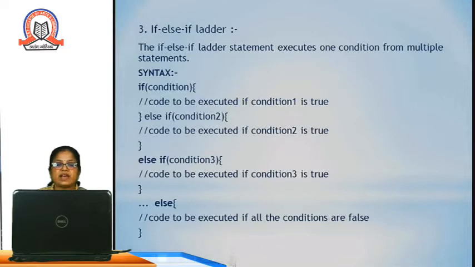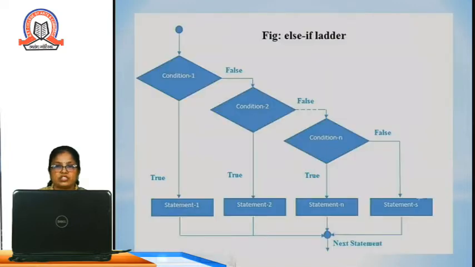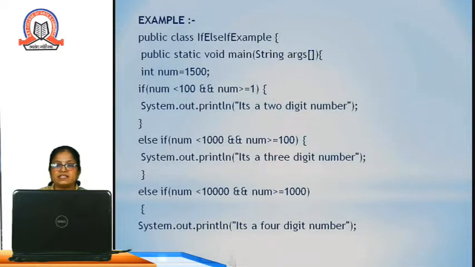Next is the if else if ladder. In this statement the condition is checked multiple times. You can see the syntax, and this is the flow chart. Now we'll take an example. In this example we have declared int num equal to 1500. Now we are checking if num is less than 100 and num greater than or equal to 1, it means it is a 2-digit number.